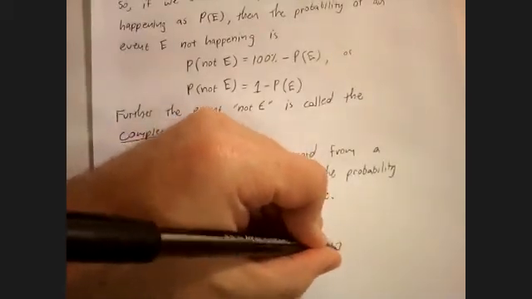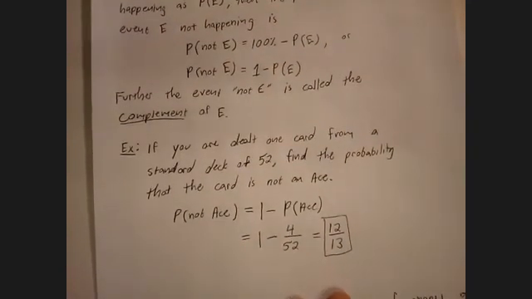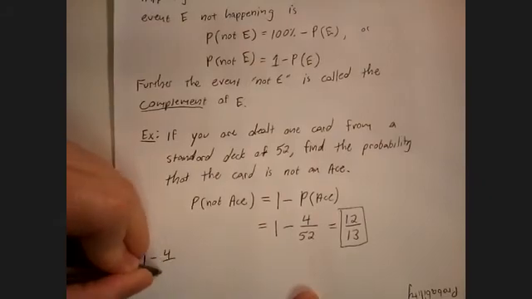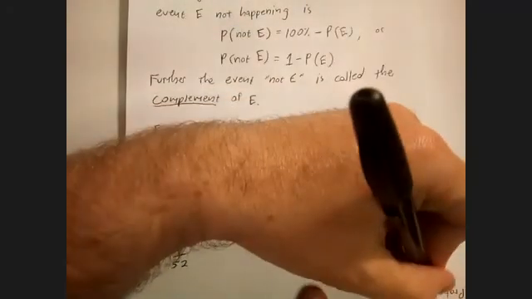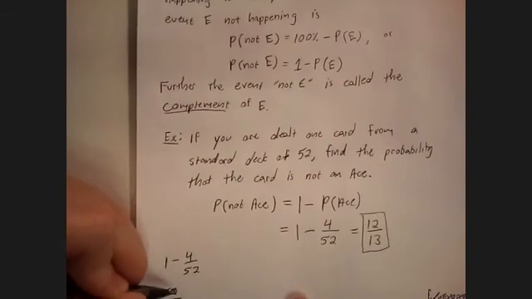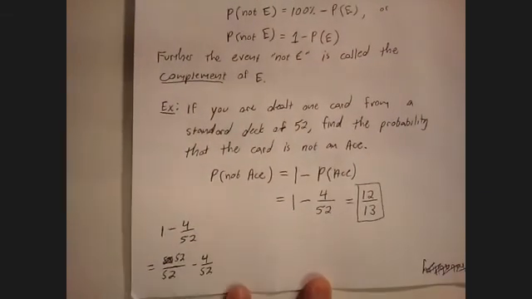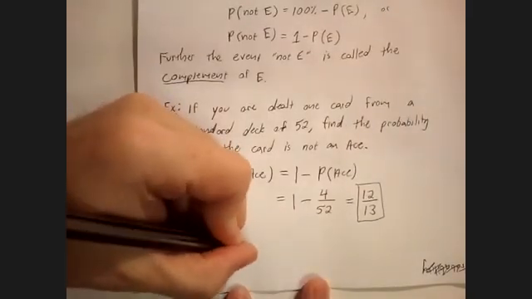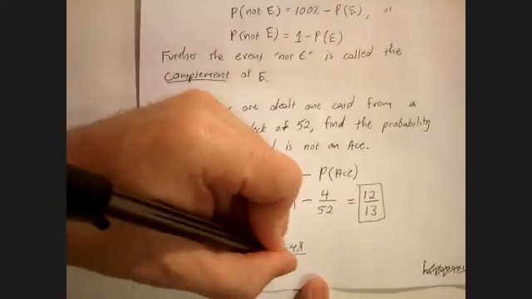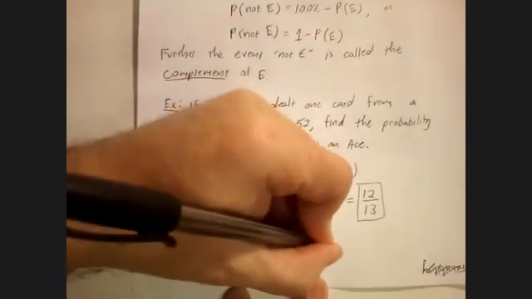So 12/13. If I wanted to find a common denominator, I could. Let's see, common denominator here, I'll do it by hand. That would be 52 over 52 minus 4 over 52. And then 52 minus 4, I can now combine those because our denominator is the same. And I get 48 over 52. I can divide both of these by 4. I'll get 12 over 13.